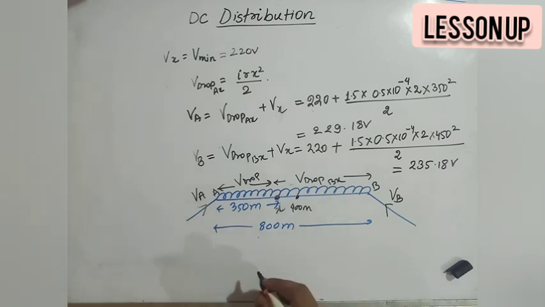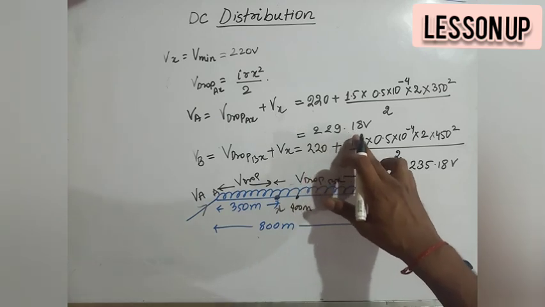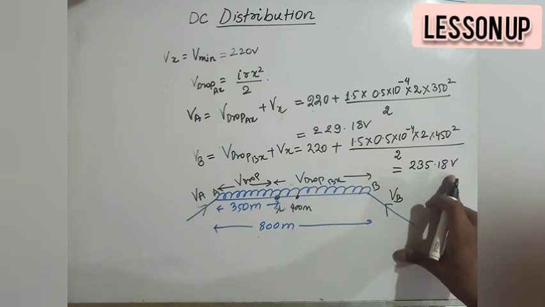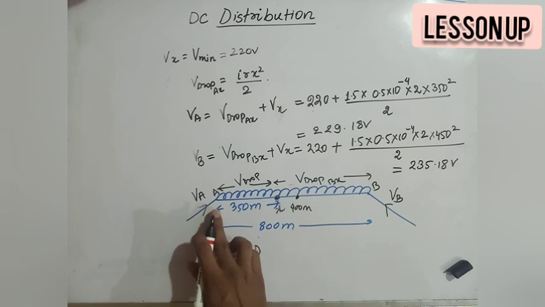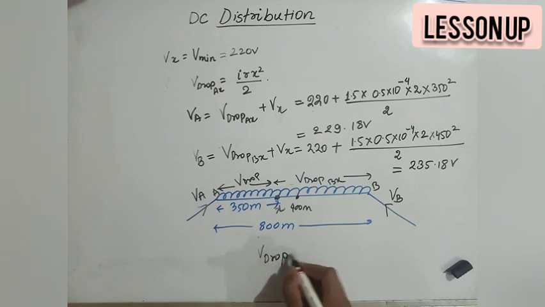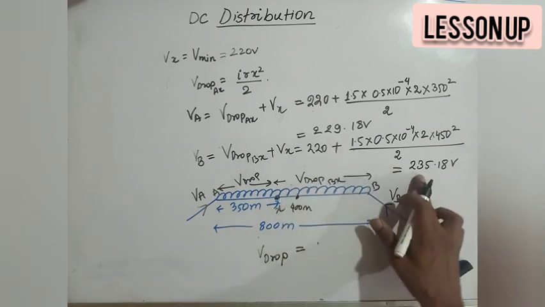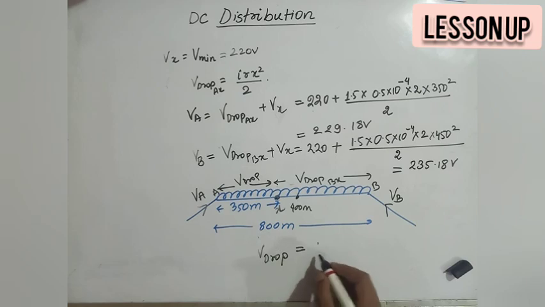So VA is 229.18 volt, VB is 235.18 volt. Okay, so the voltage drop in the entire line, the voltage drop between A and B, is equal to 235.18 minus 229.18, that is equal to 6 volt.